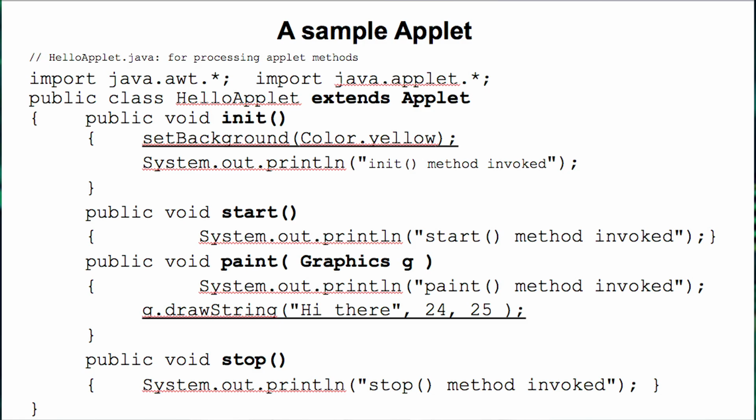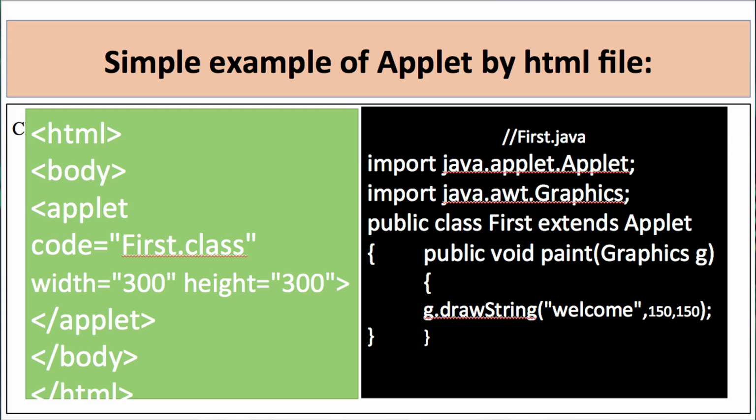Now see another example. This is a very simple example. Here we have a simple program, public class first, which extends Applet, and initially we have to write import java.applet.Applet. Applet is a package, and Applet with a capital letter is the Applet class. Import java.awt.Graphics, and then public class first extends Applet, and public void paint(Graphics g), this is a function of the Applet class. So we are writing here g.drawString("welcome", 150, 150) with coordinates.